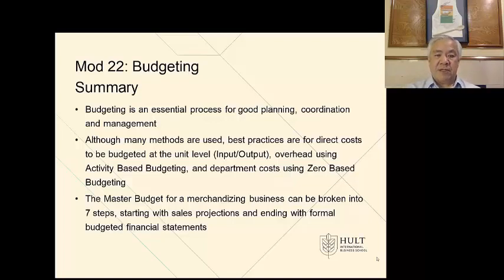Then we did one master budget exercise where we looked at a merchandising business and did the 7 steps. First step being the sales process, and then each of the ones detailed for purchases and other expenditures, leading all the way to a cash budget, then income statement and balance sheet. So that's it for Mod 22 on budgeting.